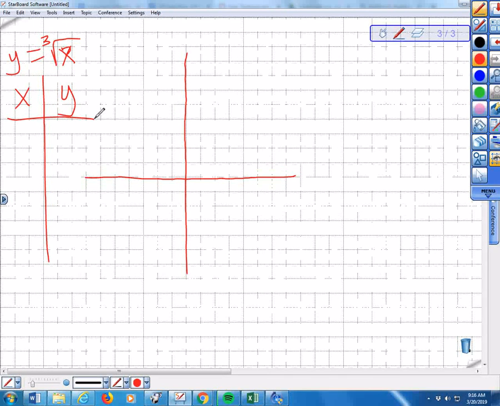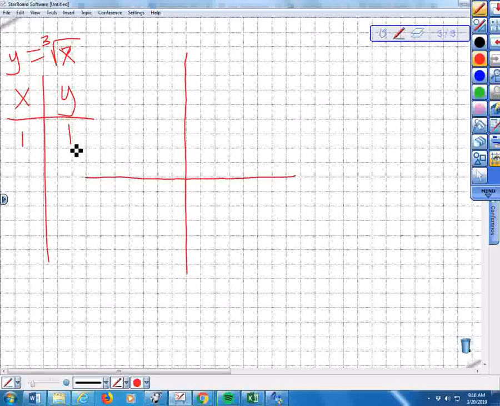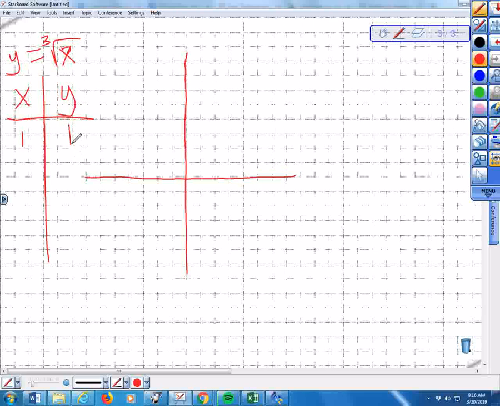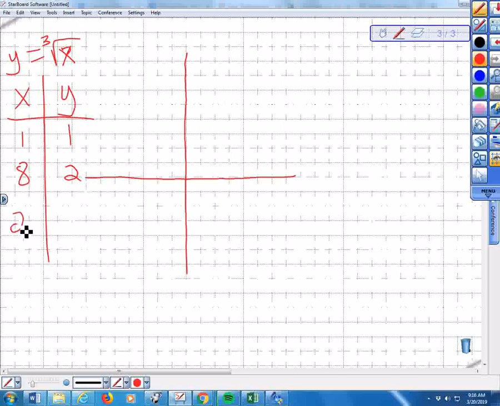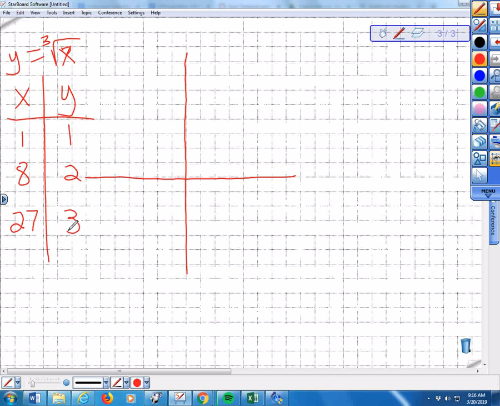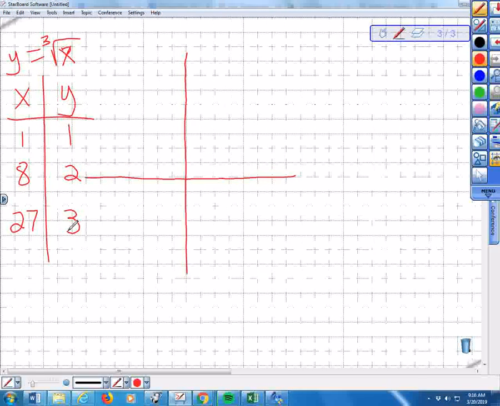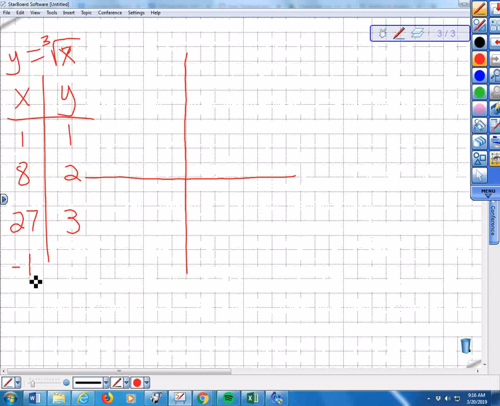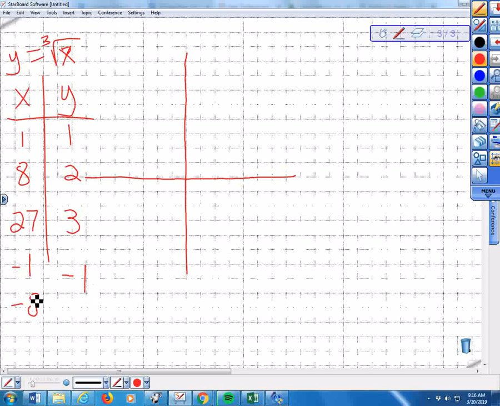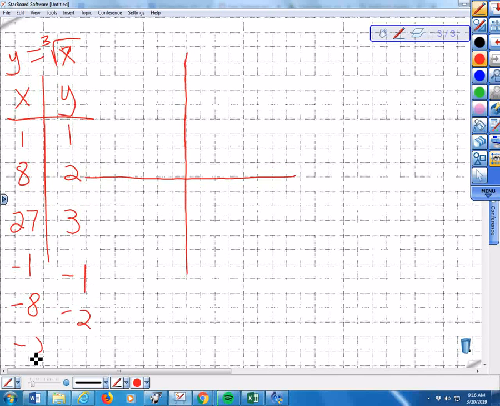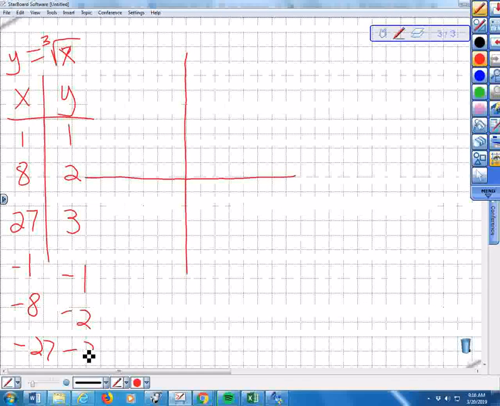Next one is 8, the cube root of 8. And then 27. That's 3. Can I have negative? Yep, because it's okay to have a negative under the root. So I could also do -1, and then it would be -1. And -8 would be -2. Negative 27 would be -3. Okay, that should be enough for me to get a sketch here.